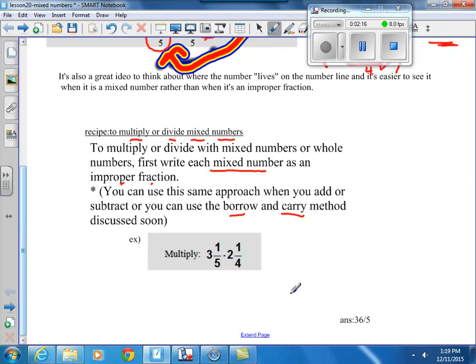So now that we're multiplying, let's just try this notion of converting to an improper fraction first. So 5 times 3 is 15, plus 1 is 16. So 16/5, multiplied by, try again, 4 times 2 is 8, plus 1 is 9, so 9/4.